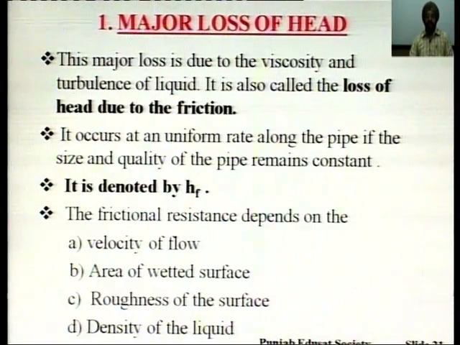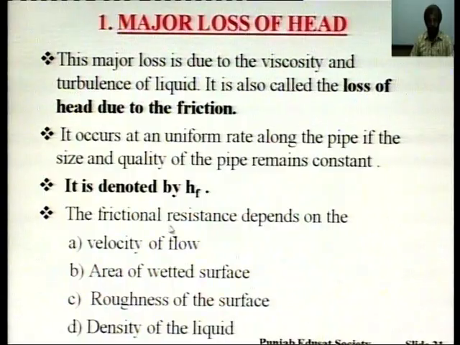So, it occurs at a uniform rate along the pipe if the size and quality of the pipe remain constant. Means if the pipe has the same size, it is not varying, and the quality of the pipe also remains the same throughout the length, then this loss is also occurring at a uniform rate. In general, we denote this major loss by the symbol hf, f for friction, h for head.